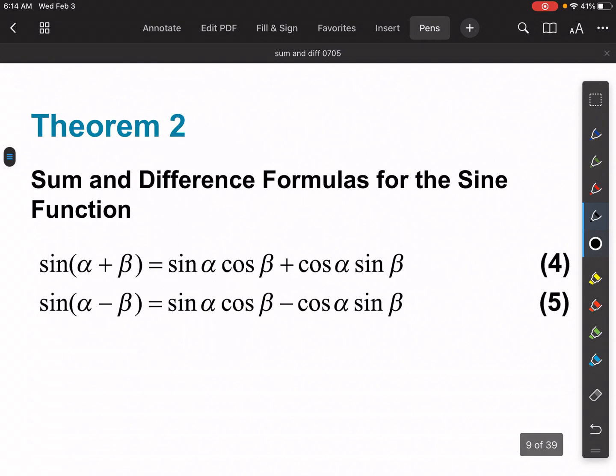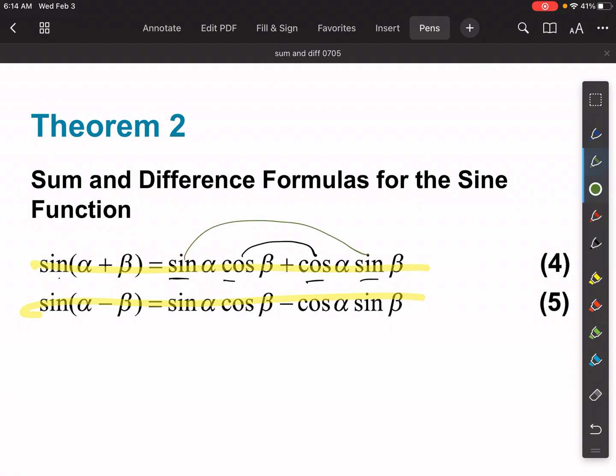Let's continue with this theorem now. This is your sine sum and difference formula, which again, you must memorize. If you memorize one, you kind of have them both. For sine, things are the same sign. It's sine, cosine, cosine, sine. So the cosines are on the inside, the sines are on the outside, and notice it goes alpha, beta, alpha, beta. That stays the same with both.